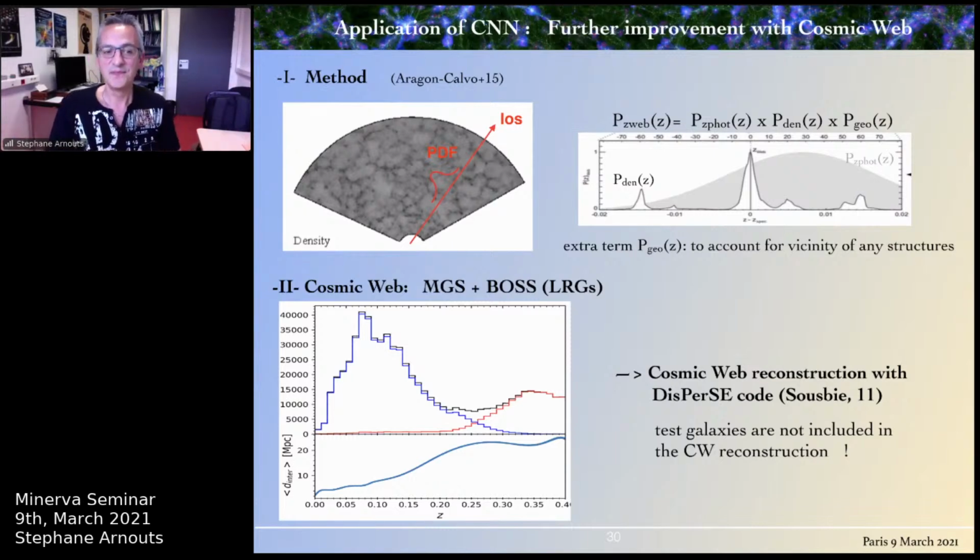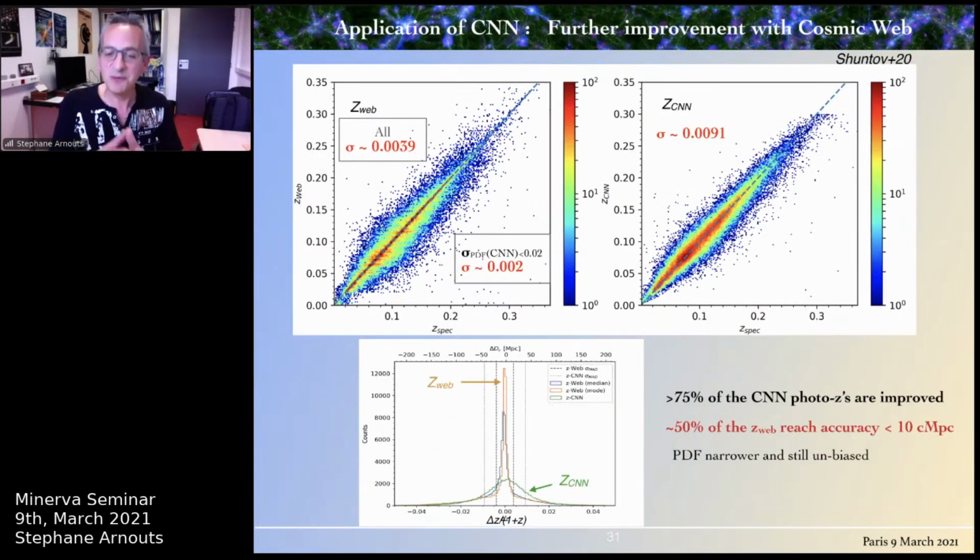at the end. So we have done this exercise with Marco Shentov, who is in Paris now. We have used the cosmic web reconstructed by combining the main galaxy sample and the BOSS sample. And we have used a sample of galaxies from SDSS that was not used in the reconstruction of the cosmic web. What we get by projecting our PDF through the cosmic web reconstructed with the spectroscopy is shown on the left, what we call Z-web, as a function of the spectroscopy. And on the right is the initial value of our CNN.